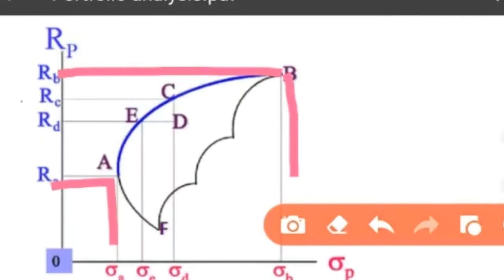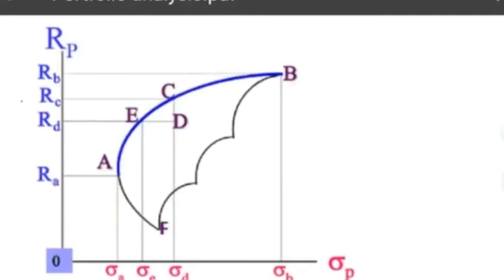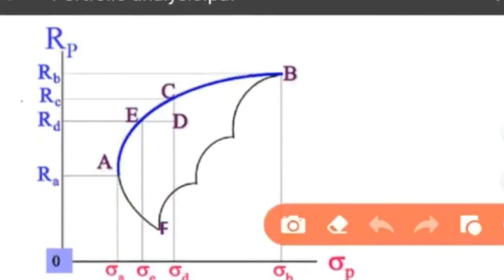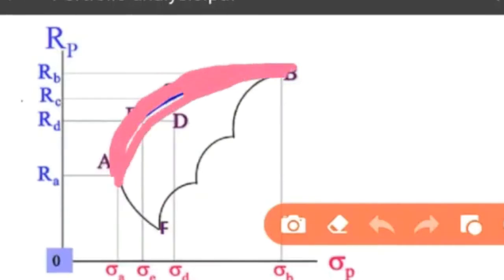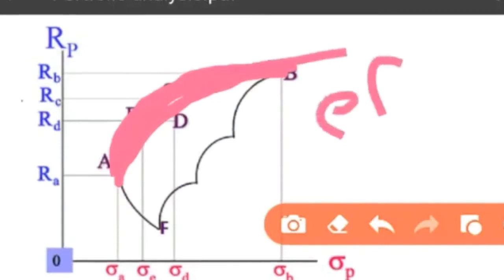Sorry, it is the maximum return portfolio. So A is known as the minimum variance portfolio and B is known as the maximum return portfolio. The curve formed in between the minimum variance and the maximum return portfolio is called the efficient frontier. So this is called the efficient frontier.